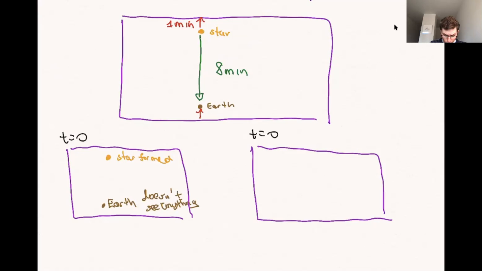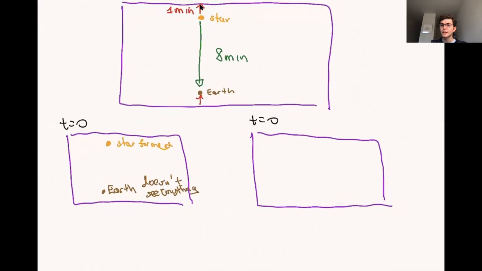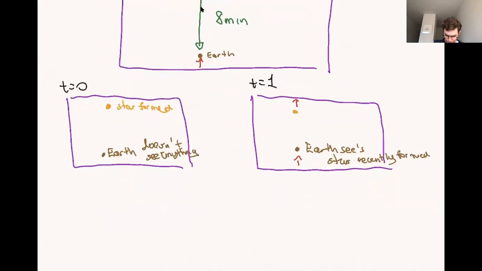Now at time one, light was able to move through this red trajectory, right? So sorry, time one. At this time you see the star, but you see the star being recently formed, okay? So from this point of view, you see the beginning of this star, right? And the star now has lived for 1 minute. But again, it's important that after 1 minute you're seeing the baby star. You're not seeing the star 1 minute into its lifetime.